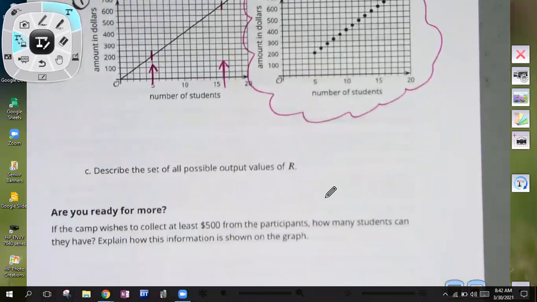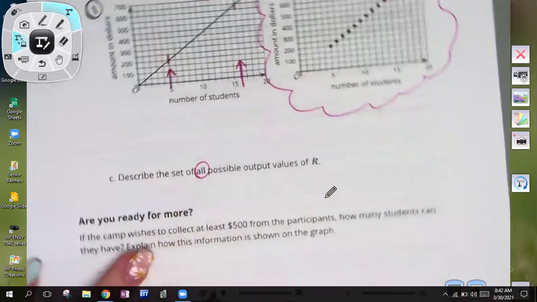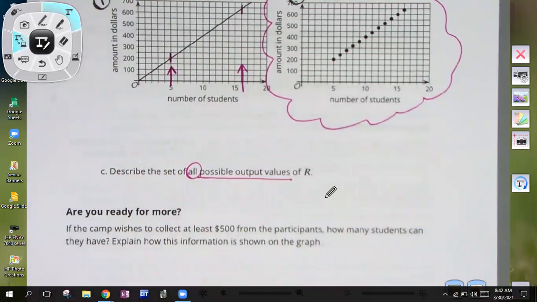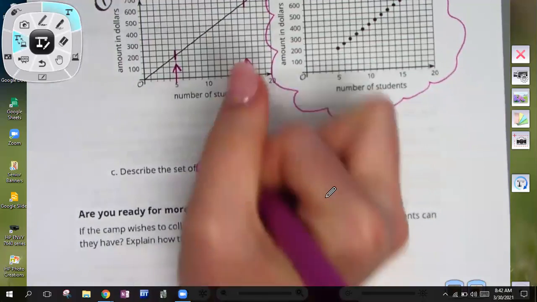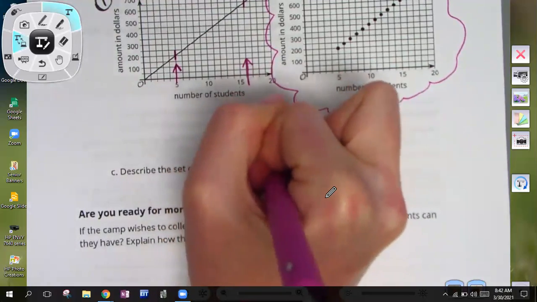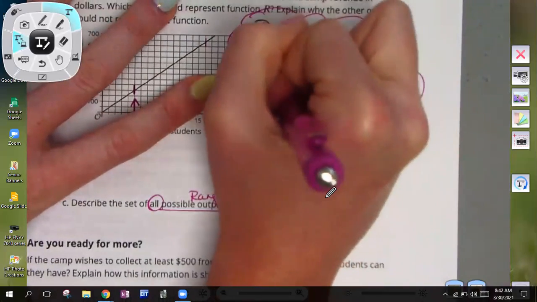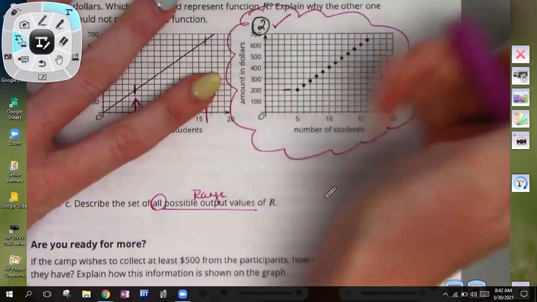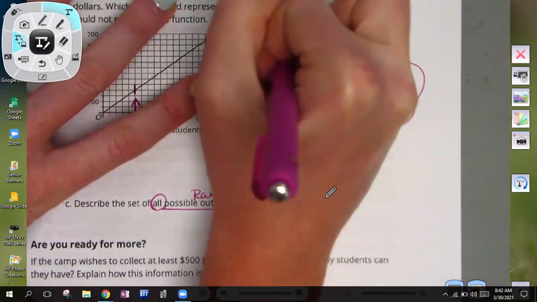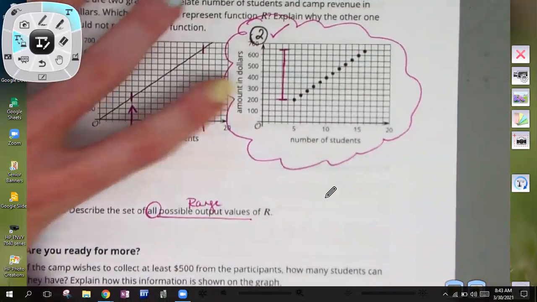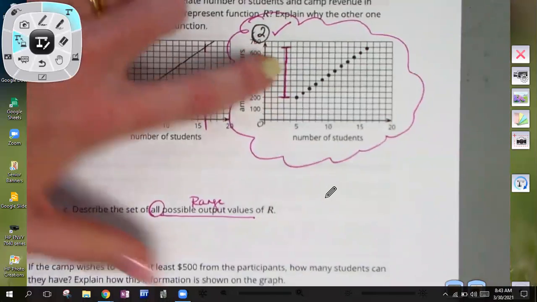last question. It says, describe the set of all possible outputs. Circle all, and then underline possible output values. Now, when we're talking about the output, we're talking about the y, which is the range. Once again, okay, so we want to see from the lowest point of my function to the highest point of my function. Okay, so I just drew that little line up there on my function. That's the range.